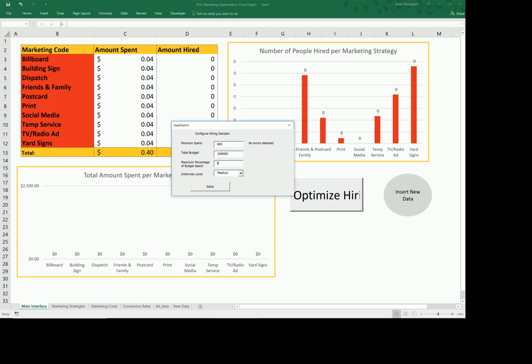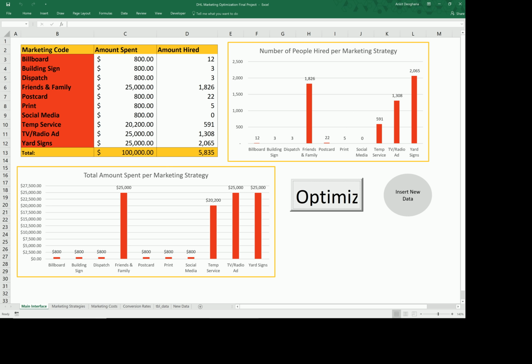Here we can determine the maximum percentage of our budget that we want to spend. I would like to say that's around 25%. And then for the purpose of this demonstration, we will include a uniformity level of low, which we'll see what that does later. Okay, now we're going to click solve. And then we will get our results.